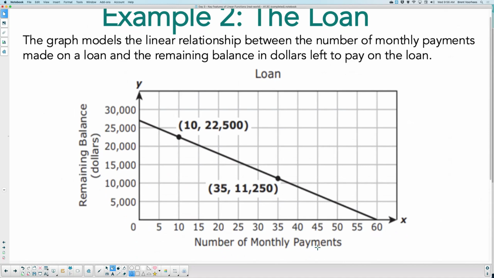So notice the x-axis, what does it say the x-axis is? Number of payments we've made. And then over here, remaining balance. What does that mean, remaining balance? Like how much you still owe the bank. Each month, it's how much more money you still owe the bank before you've totally paid it off.